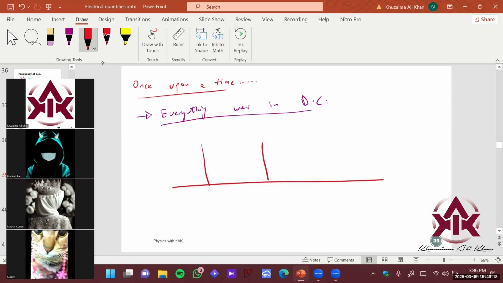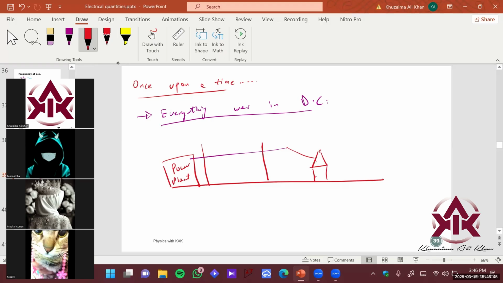Okay? We used to have only one wire that used to connect the two sides, let's say, this is the power production side. This is the power plant here, right? And this needs to bring your supply to your houses, right? So what used to happen here? We used to have all the applications at that time in DC, right?